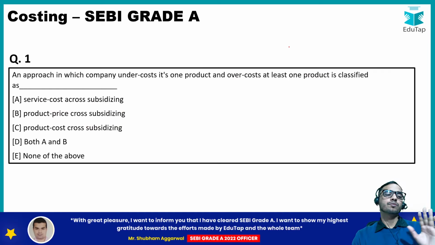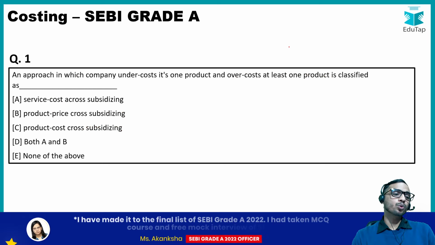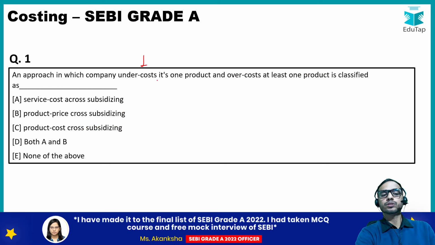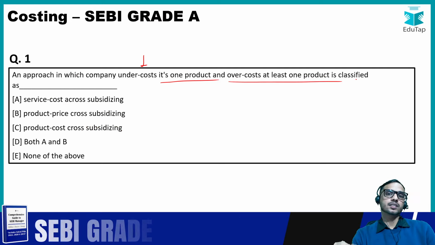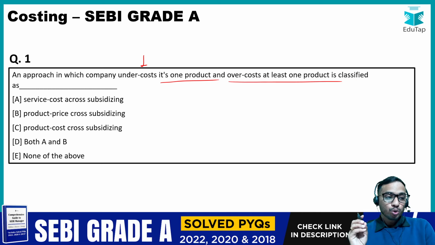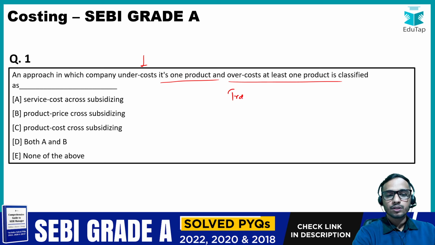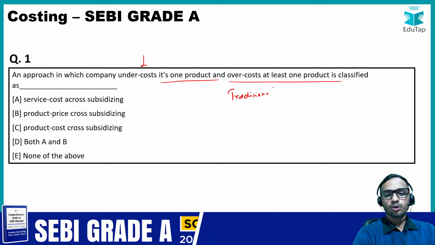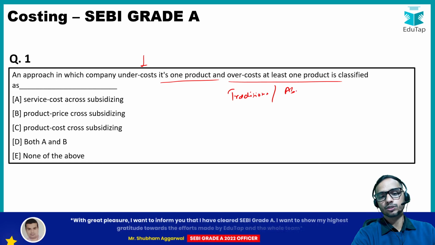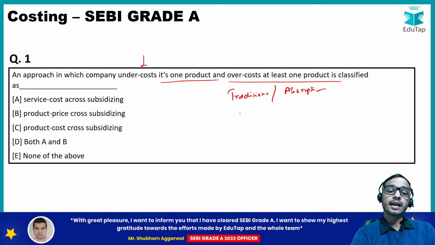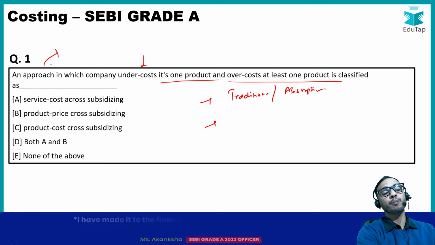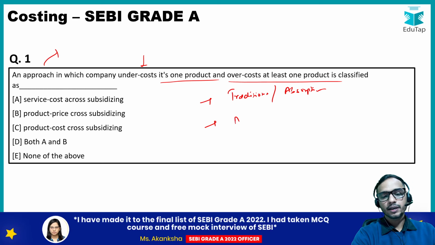The first question we have is: an approach in which a company undercosts one product and overcosts at least one product is classified as what? See, to do this question, you need to understand two approaches of costing. First one is your traditional, or we call it absorption costing, right? And another approach of costing is activity based costing.